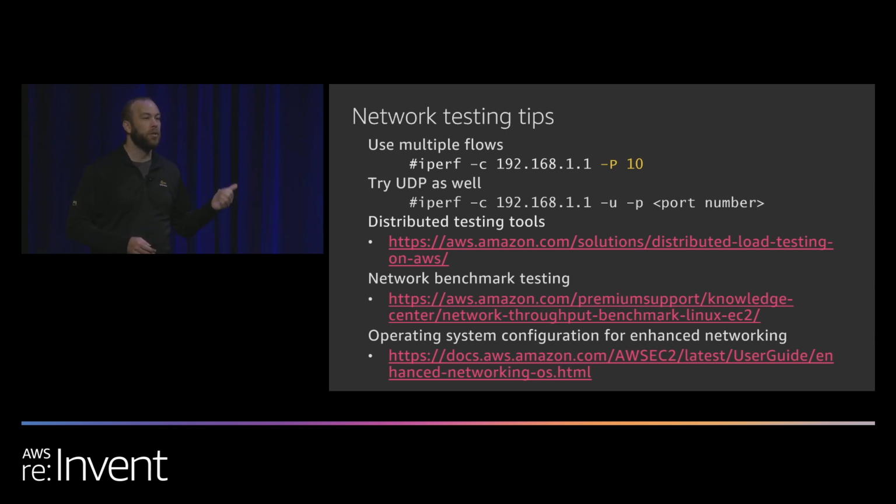You can also use UDP. That helps you test the packets per second, helps you test the raw bandwidth that you can do, and gets rid of some of the latency concerns as well. Because now you're just shooting packets out, and you're not waiting for someone to throw packets back before you send more. There's this distributed load testing tool. This is a CloudFormation template you can run.